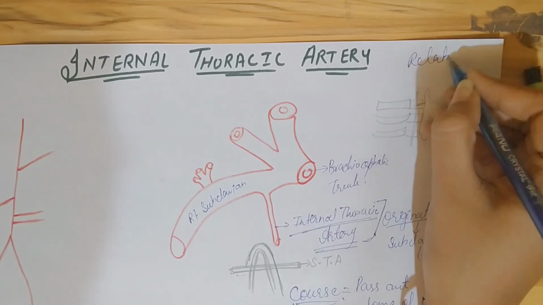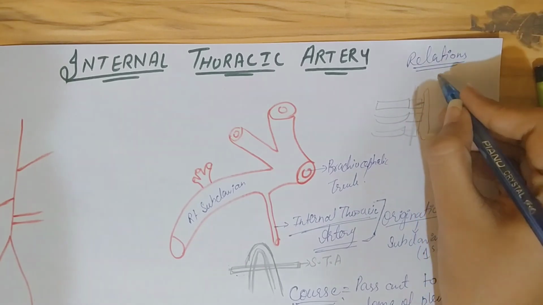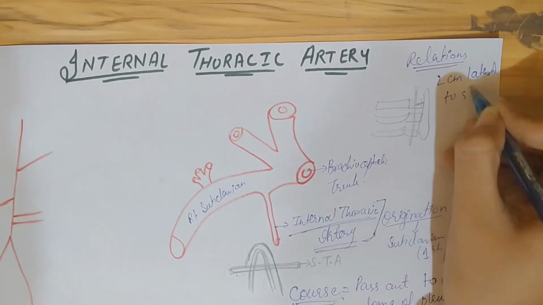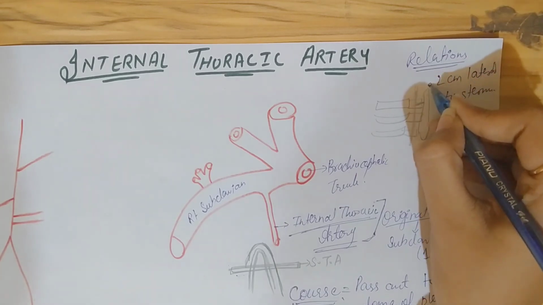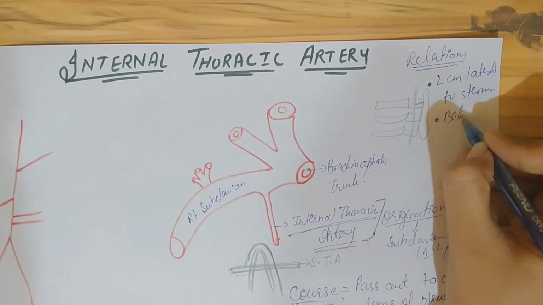Its relations are quite easy to remember through this diagram. It is 2 centimeter lateral to sternum, and the second one, it is behind the costal cartilages.